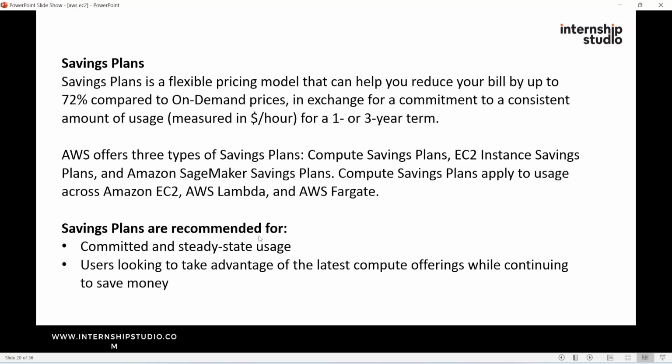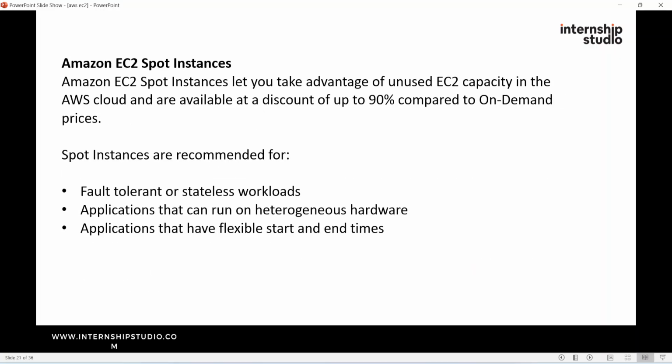Savings plans are recommended for committed and steady state usage. Steady state usage means you have workloads that you can predict. So I am using only this much compute, this much storage, and this much networking for 6 months or 1 year, where you can estimate that, then you can go ahead with the savings plan, where you don't have any sudden spike or sudden dip in your application traffic. It is for users looking to take advantage of the latest compute offerings while continuing to save money. So if the user is looking at saving money as a primary aspect, then you can use the savings plan.